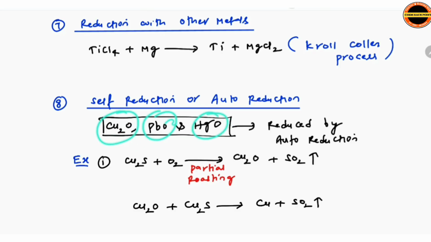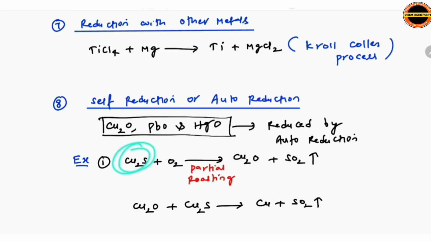Cu2O, PbO, HgO: these three oxides are reduced by auto reduction. Auto reduction means self reduction. There is no external reducing agent. See here now, Cu2S reacting with O2, partial roasting occurs. What is roasting? Conversion of metal sulfide into metal oxide in the presence of oxygen. In partial roasting, some amount of Cu2S converts into Cu2O.